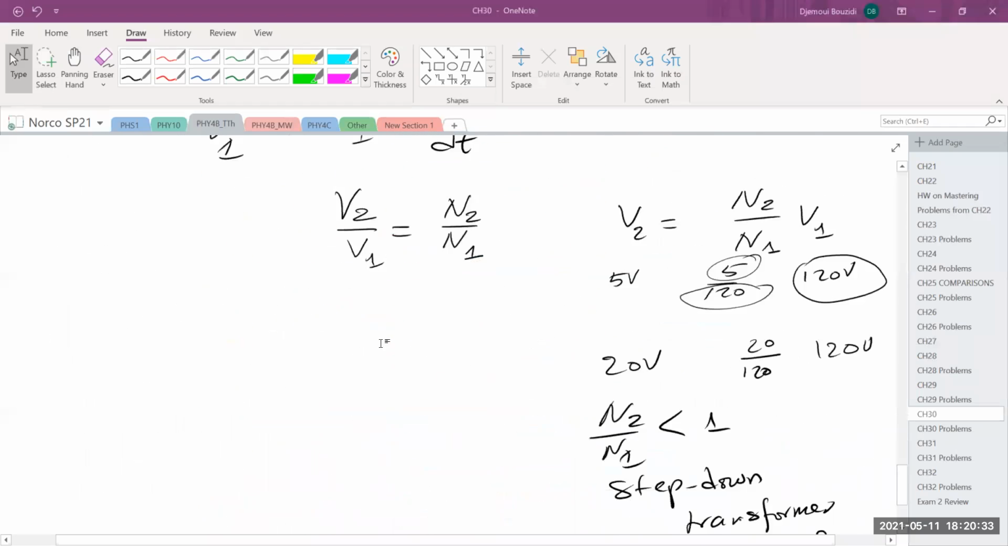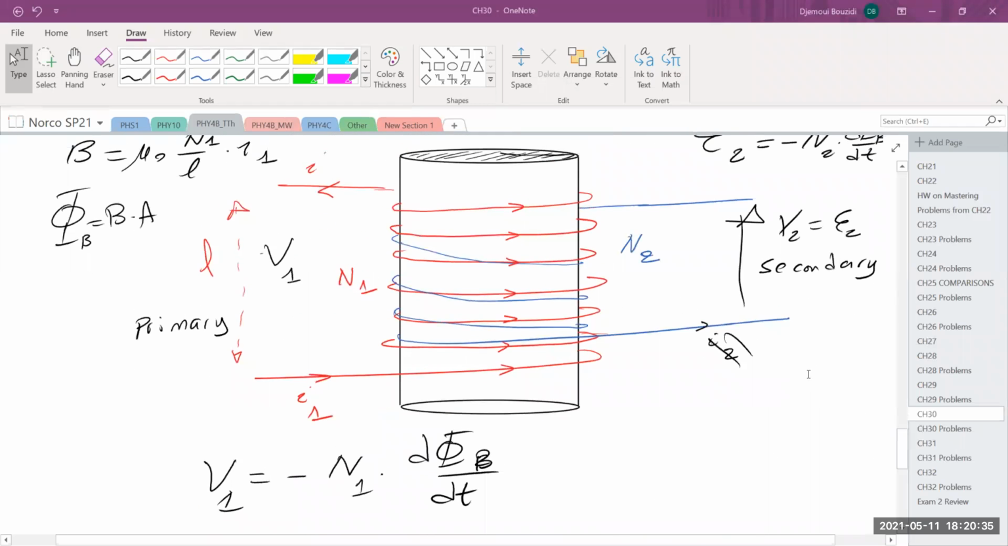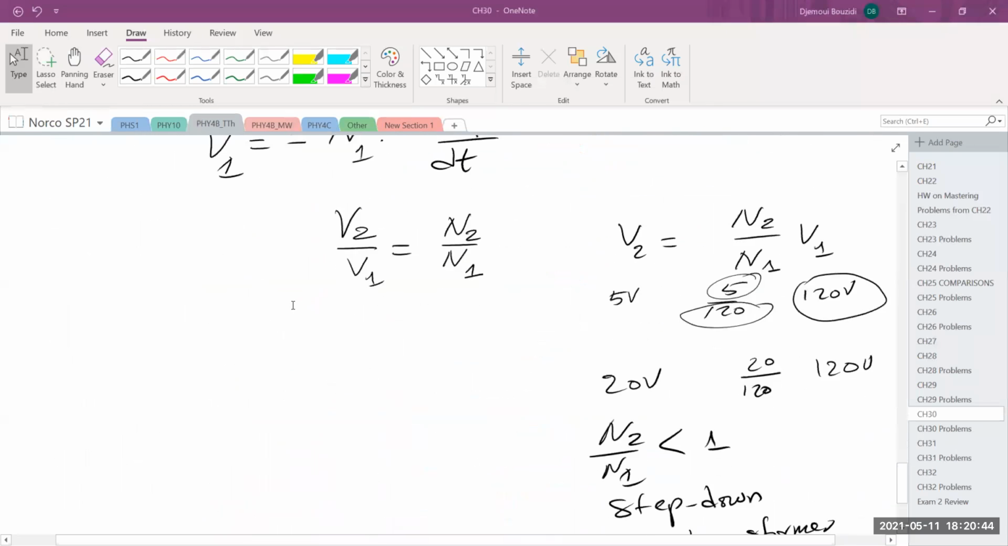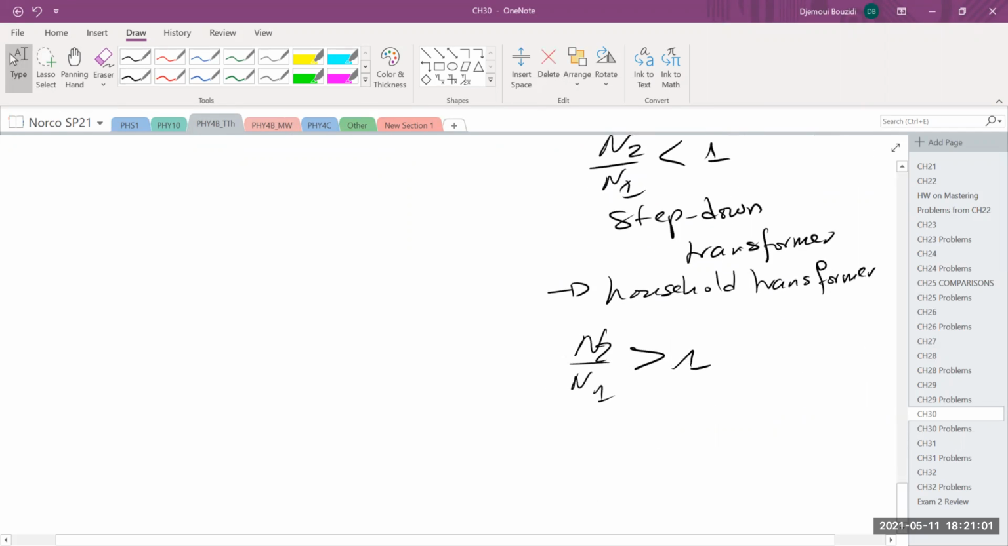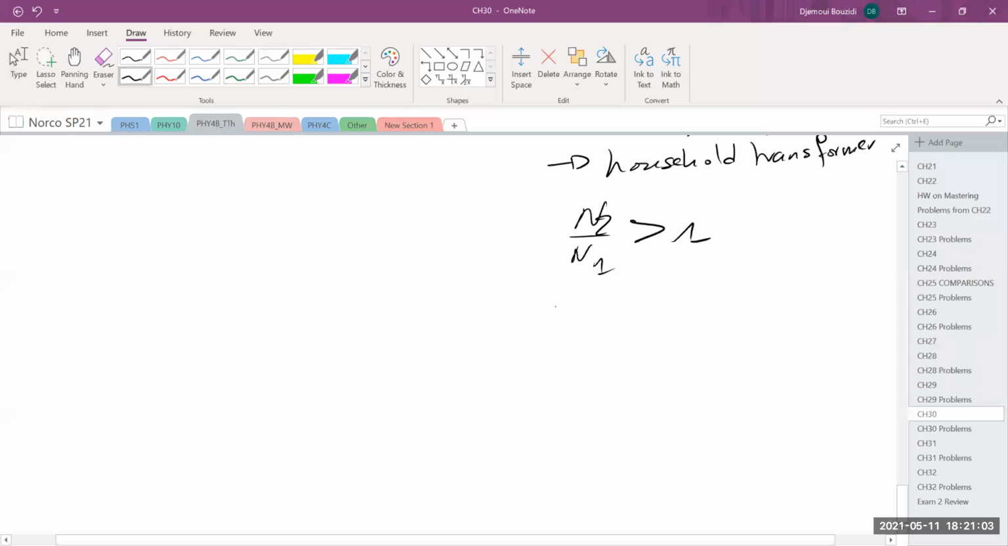So we learned the step-down transformer. If I take this transformer and reverse the polarity, connect the source in here and the output in here, that's going to be a step-up transformer. In other words, if I have 5 volts, I can make 120 volts out of it. So a step-down transformer can be reversed to make it into a step-up transformer. So if N2 over N1 is more than 1, this is called the step-up transformer. This is usually used by the power company.